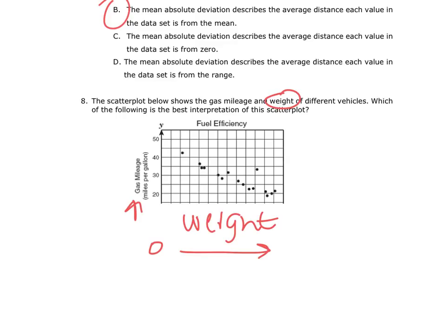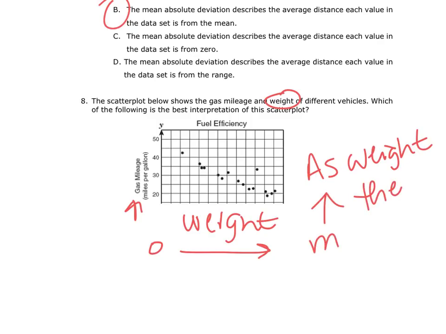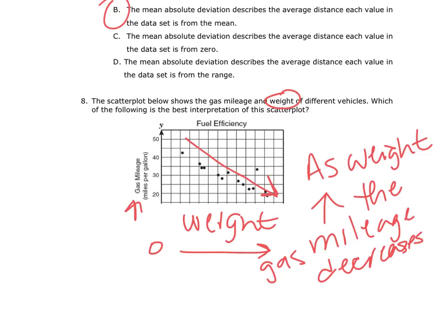So let's see what's going on. It looks like as the weight of the vehicle increases, the gas mileage decreases, because I have this negative correlation going on. Which is why smaller cars get better gas mileage than big old trucks. All right, so let's look at the answer choices and see if we can match that to an answer choice.